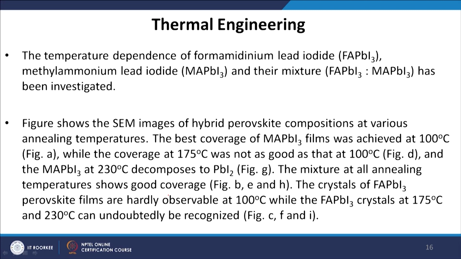The best coverage of the lead perovskite, for example, MAPbI3 films, was achieved at 100 degrees Celsius, while the coverage at 175 degrees was not as good as at 100 degrees Celsius, and the MAPbI3 at 230 degrees Celsius decomposed to lead iodide. The mixture at all annealing temperatures shows good coverage. The crystals of lead iodide along with the FA cation, that is, FAPbI3 perovskite films, are hardly observable at 100 degrees Celsius, while the FAPbI3 crystallized at 175 degrees Celsius and 230 degrees Celsius can undoubtedly be recognized. So, once we go from MA to FA, the effect of the temperature change is very visible.